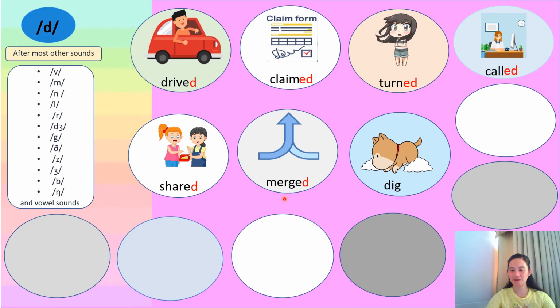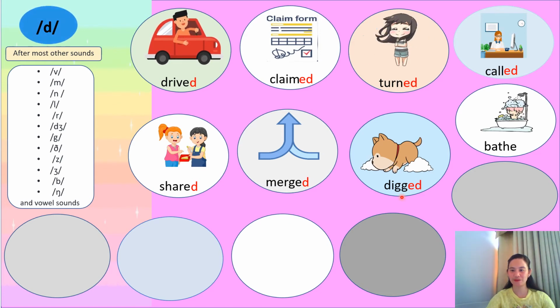Next word, dig. G is the last sound. So in the word dig, let's add g and add ed at the end to make it into past tense. So we're gonna read the word as dug.